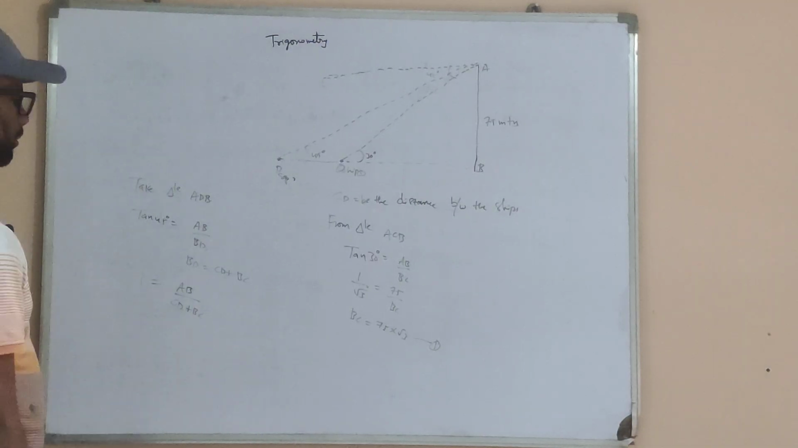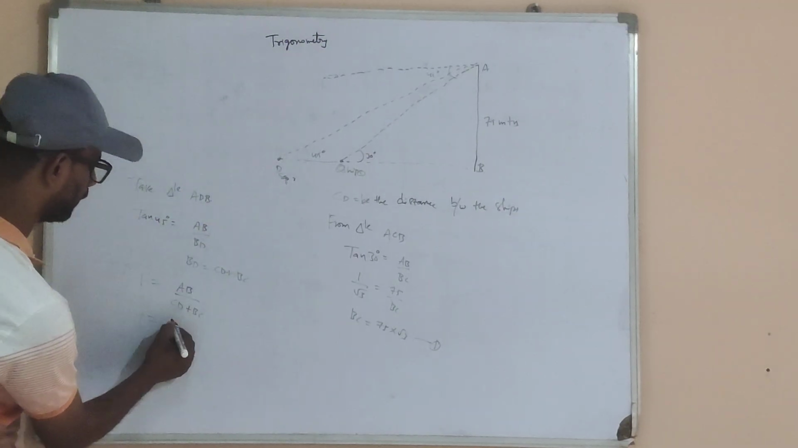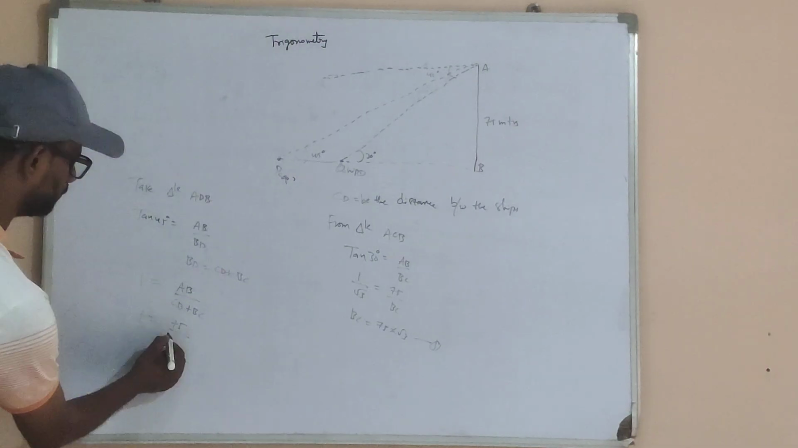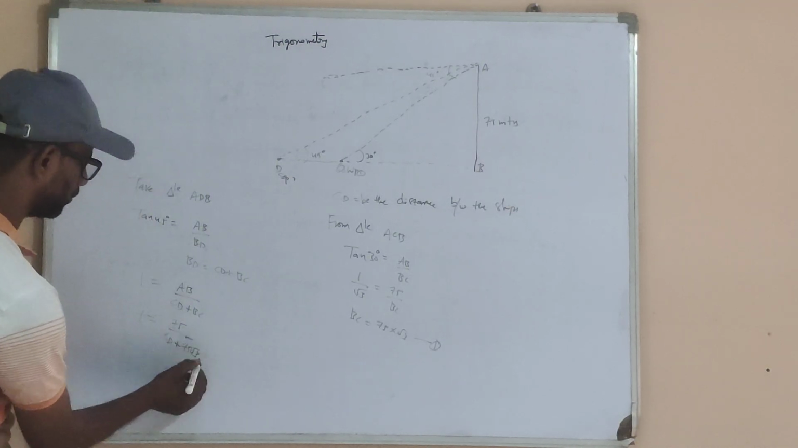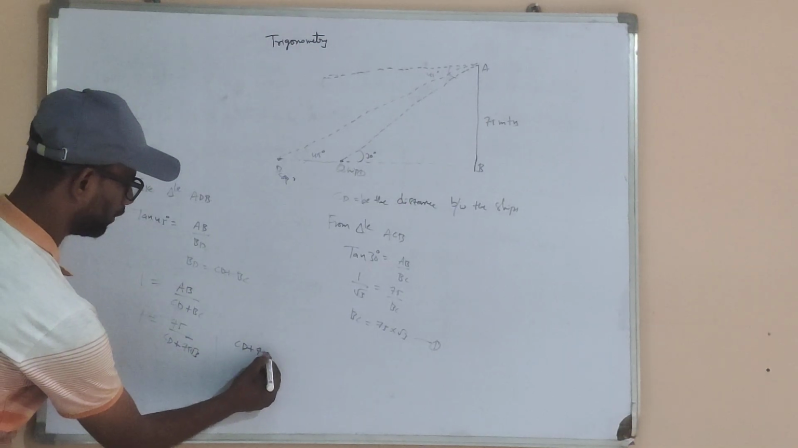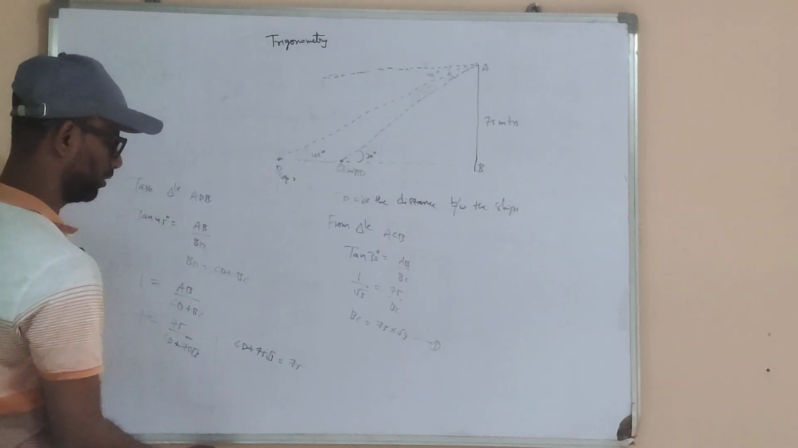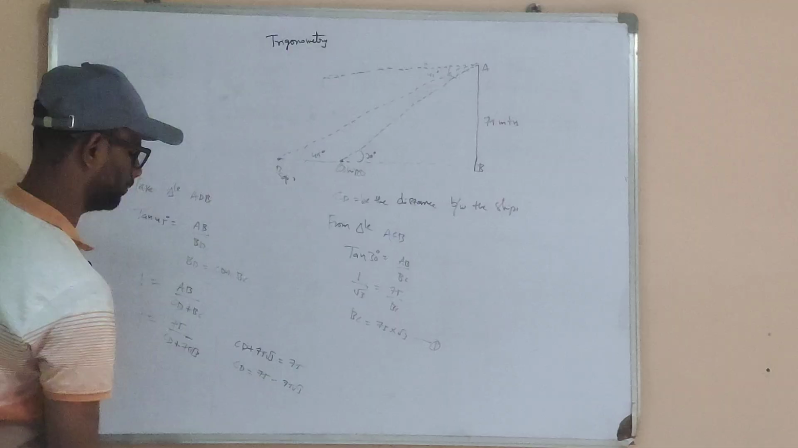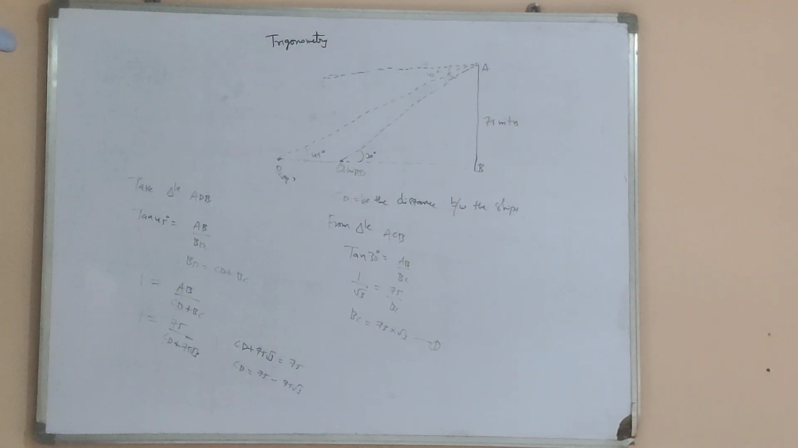So 1 is equal to the value of AB, which is 75, by CD plus BC. CD we don't know. BC is 75 root 3. Doing cross multiplication we get CD plus 75 root 3 is equal to 75. CD is equal to 75 minus 75 root 3. I think I have made some mistake here.